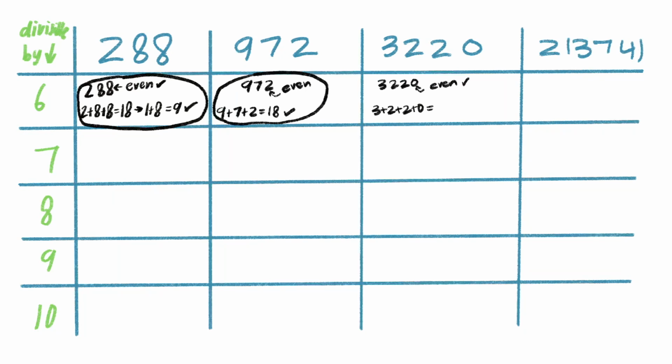But let's try adding up these digits. 3 plus 2 plus 2 plus 0 is equal to 7, and 7 is not divisible by 3, which means the entire number, or 3220, is not divisible by 6. And finally, we can conclude right off the bat that 213,741 is not divisible by 6 because it's not even divisible by 2.